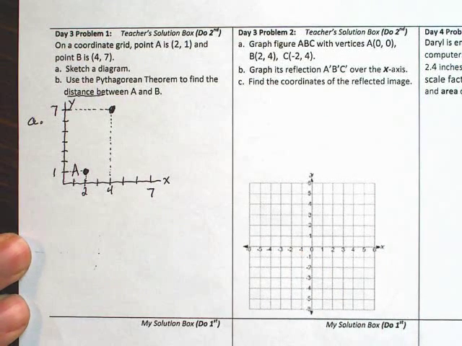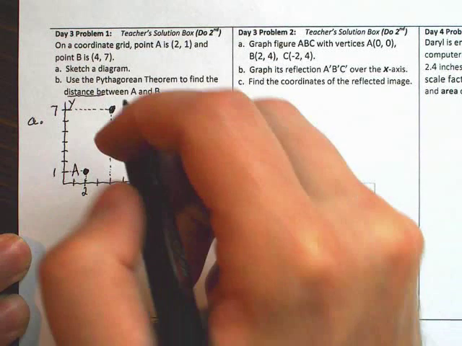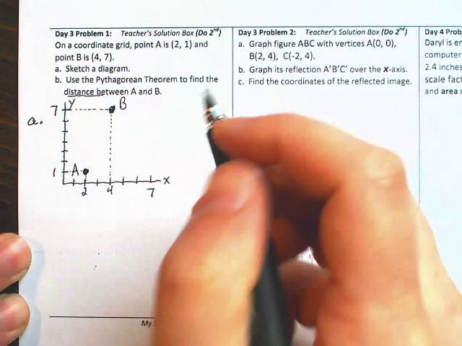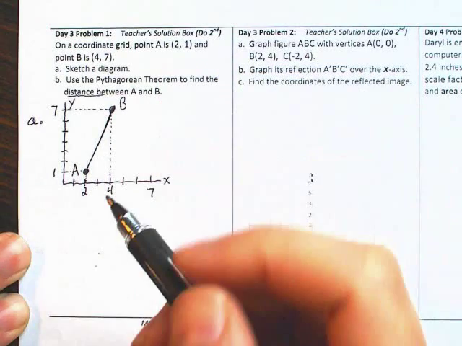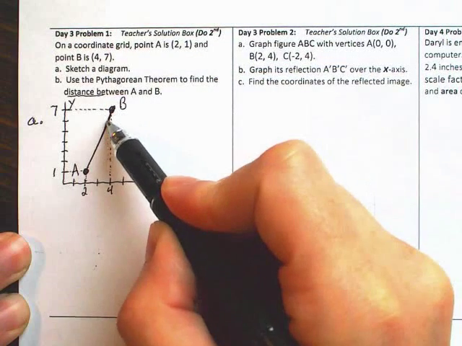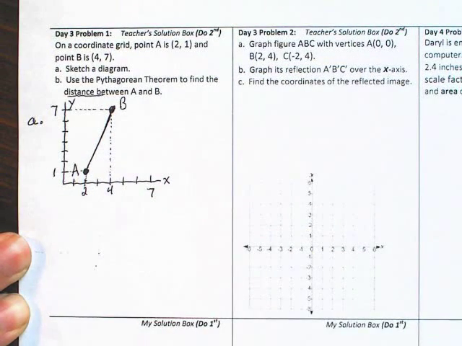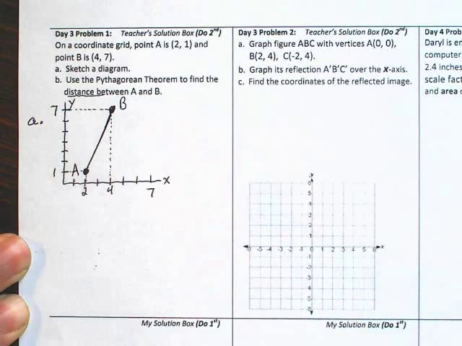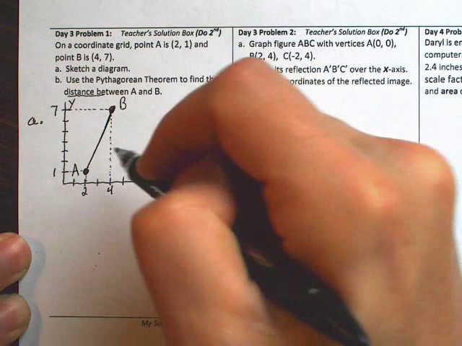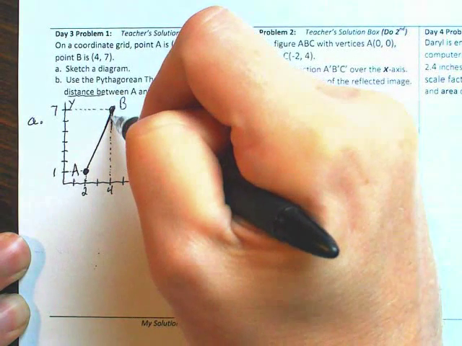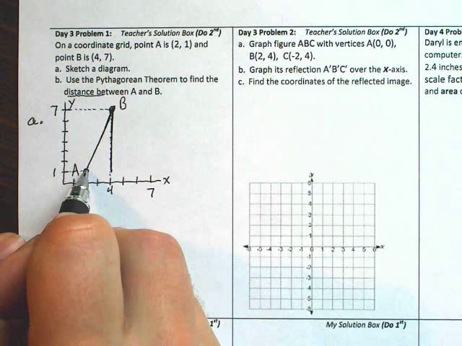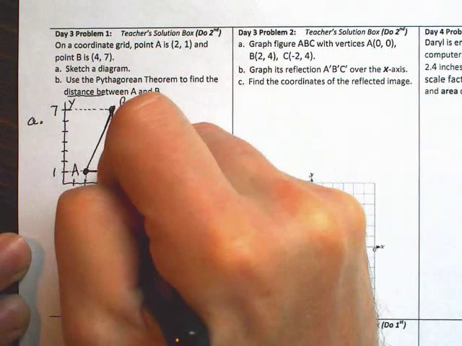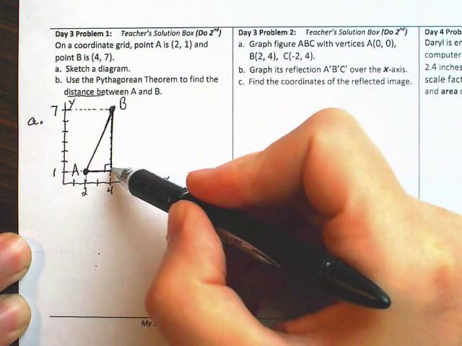Now in part B, use the Pythagorean theorem to find the distance between A and B. Here's point B and here's point A. We want to find the distance between them, or another way to say that is find the length of this segment. Now with the hint to use the Pythagorean theorem, we know we need to have a right triangle. And we can make a right triangle by drawing a vertical side, and then from point A, drawing a horizontal side to create a 90-degree corner right here.